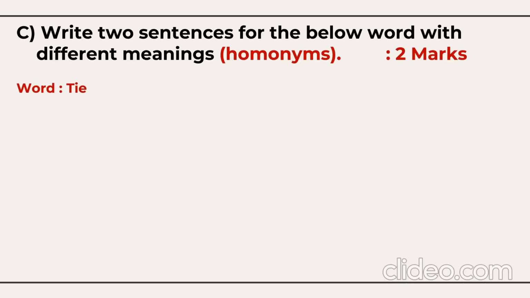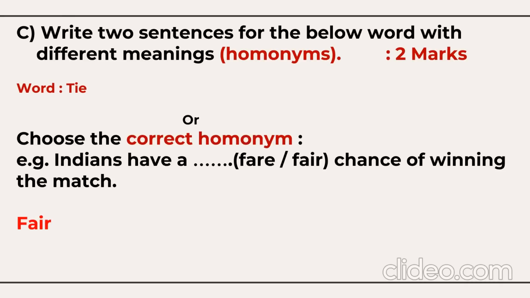So like this, you need to write the 2 sentences of the given word in such a manner. One word should give the meaning of noun and the one word should give the meaning as the verb, or a very different meaning, but the pronunciation should be same. That's for 2 marks. Or sometimes they might also ask in different manner. They may give the question, the 2 words which have same pronunciation but different meaning in the bracket. So for example, Indians have a fair chance, F-A-R-E or F-A-I-R. So obviously F-A-I-R. So like this, you will be having 2 questions. So this question may be asked in any of the manners given, I mean to say in any of the ways given here.